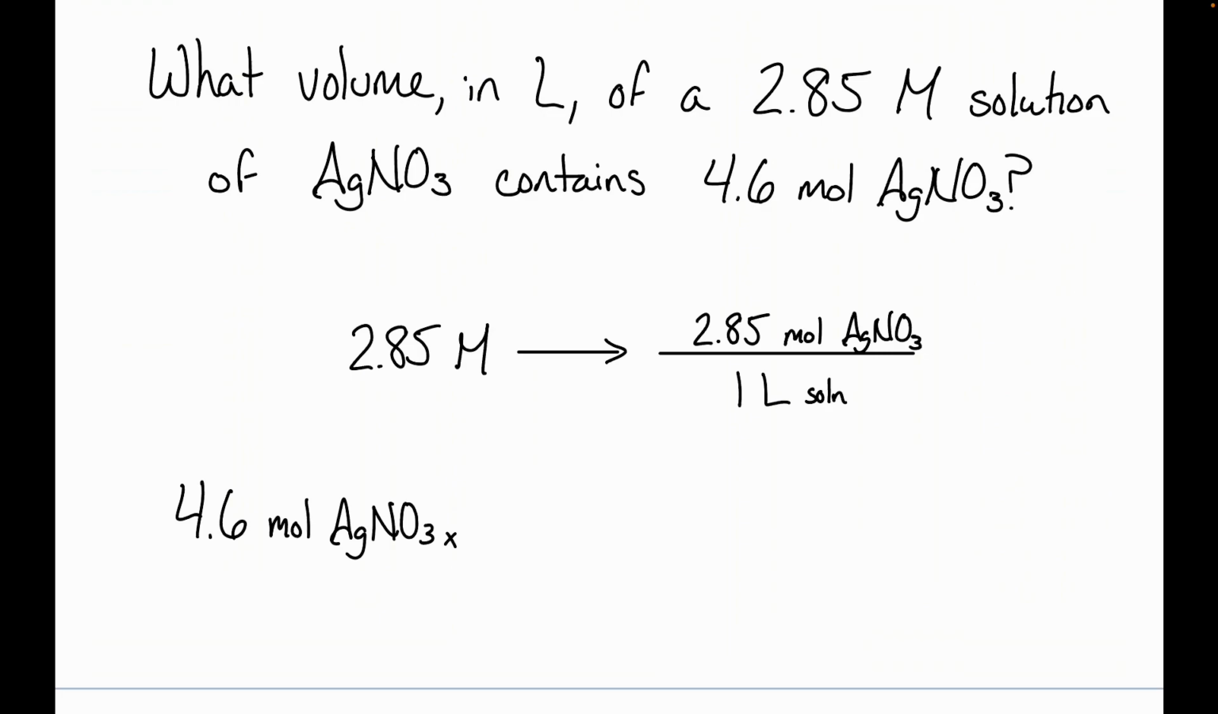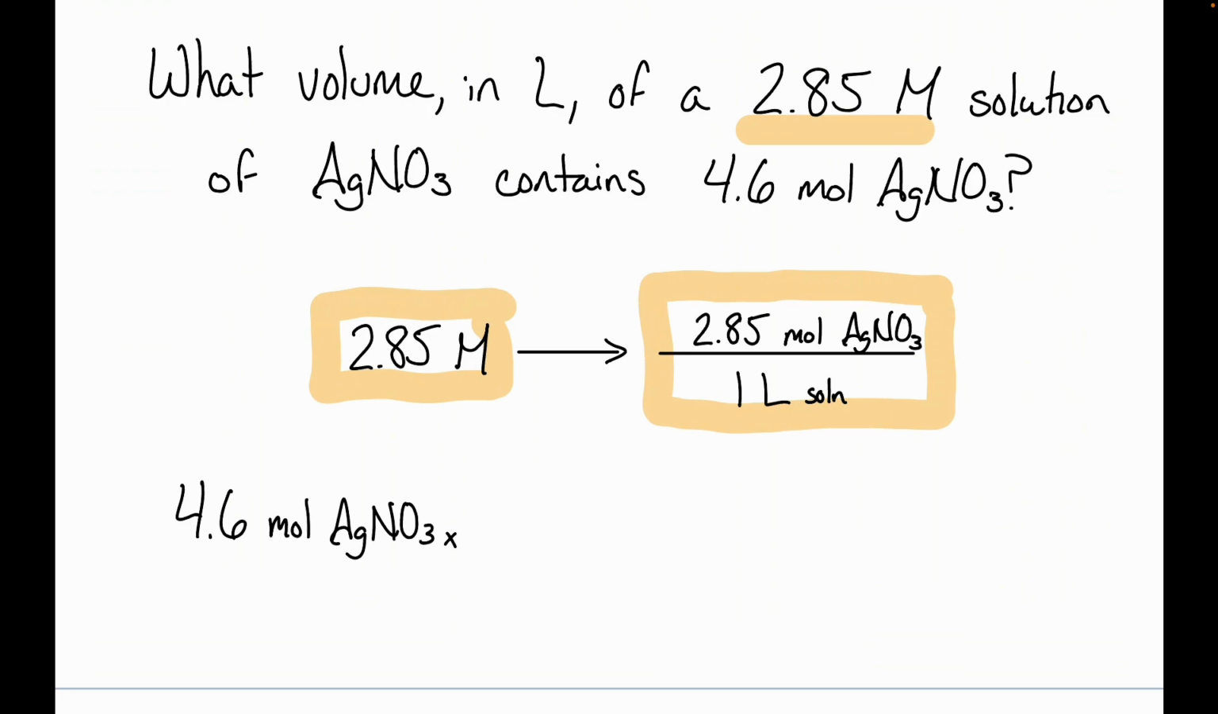Okay, so step 1, I took that concentration, that 2.85 big M. That's how it's going to be written in our problem. That's how we represent concentrations. But to use it in my math, to make sure I've set up my problem correctly, I'm going to break it up into moles over liters. So now it's 2.85 moles over 1 liter of solution.